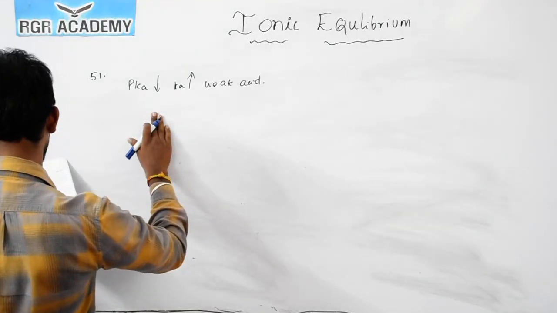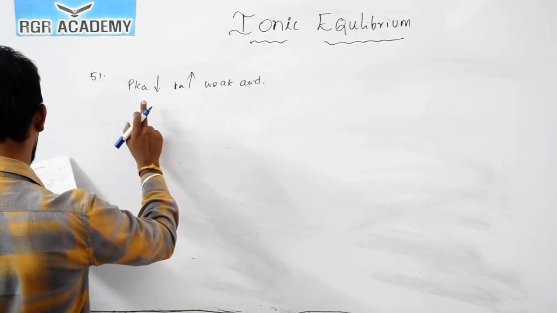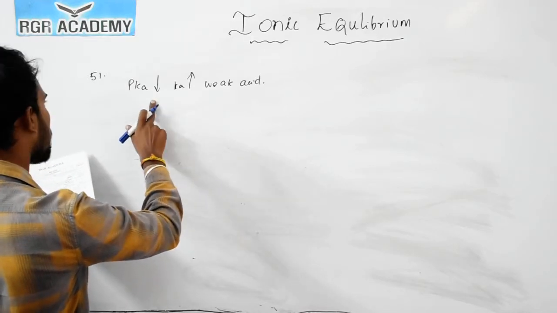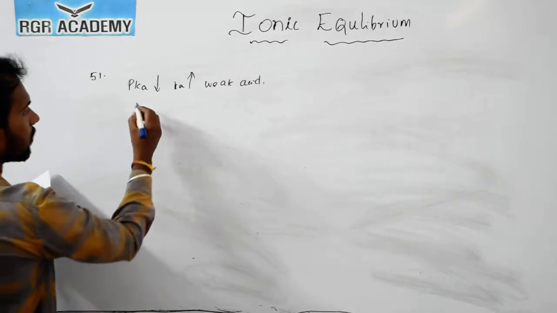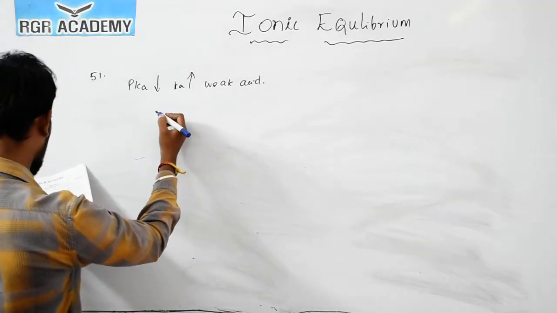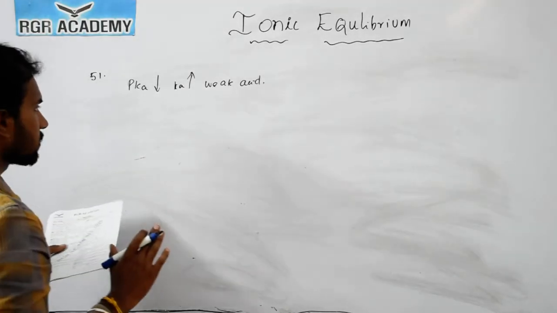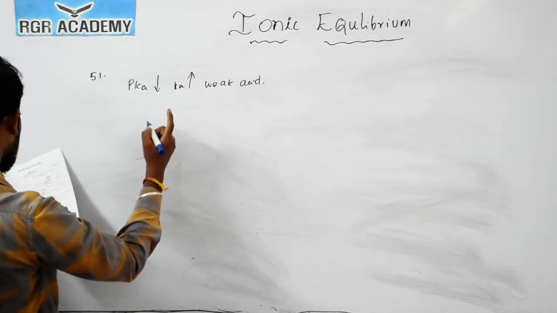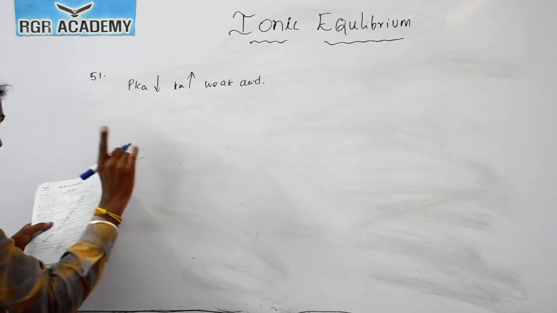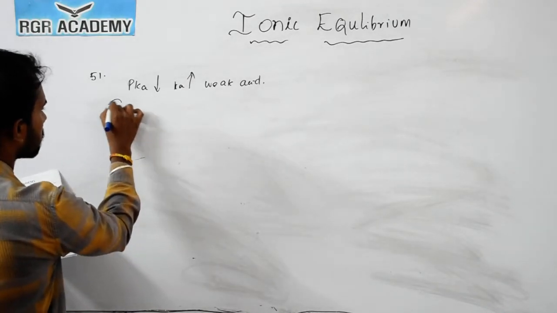So pKa is lower means the pKa value is lower, so we can say that pKa is lower means that one is a weak acid. Yes, correct one. So here is the answer. Statement 1 is true, but statement 2 is false. So the answer is 3.